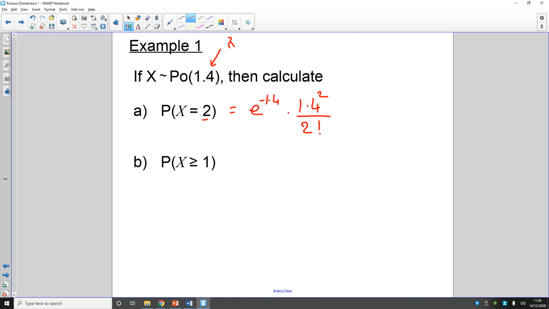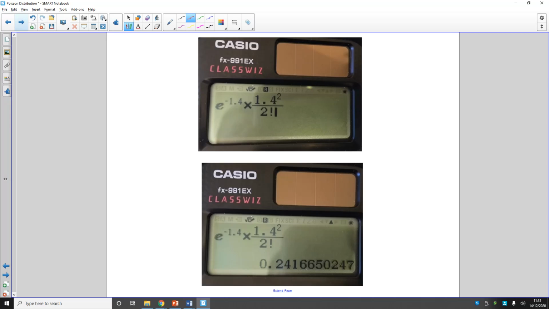And that's exactly how we would be looking to type that in on our calculators. So if you've got your calculators to hand, this is exactly how I have typed it in: e to the power of minus 1.4 times 1.4 squared over 2 factorial. Now on your calculators, the factorial button is actually just above the x to the power minus 1 button, and you will need to press shift in order to access it. Have a go, type it in.